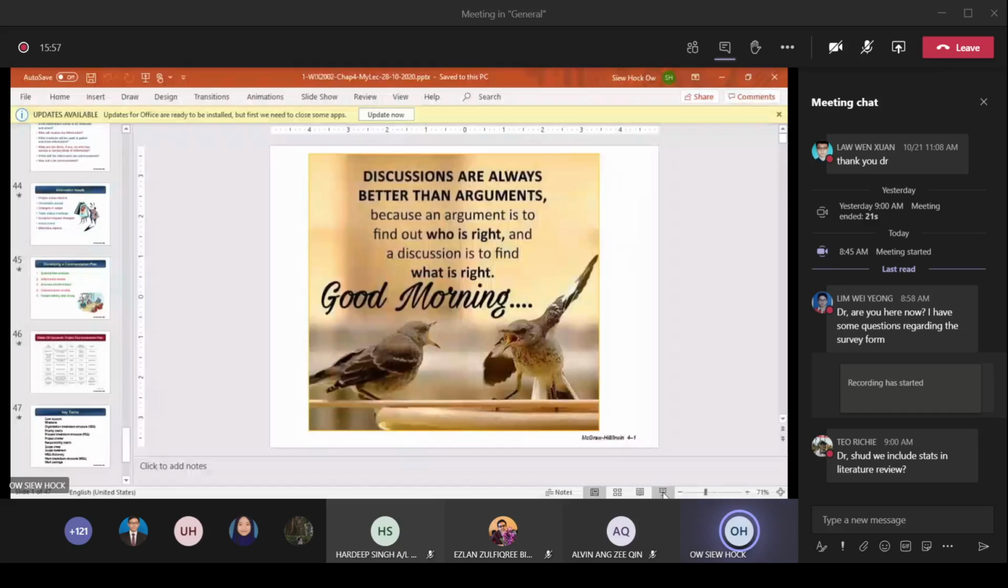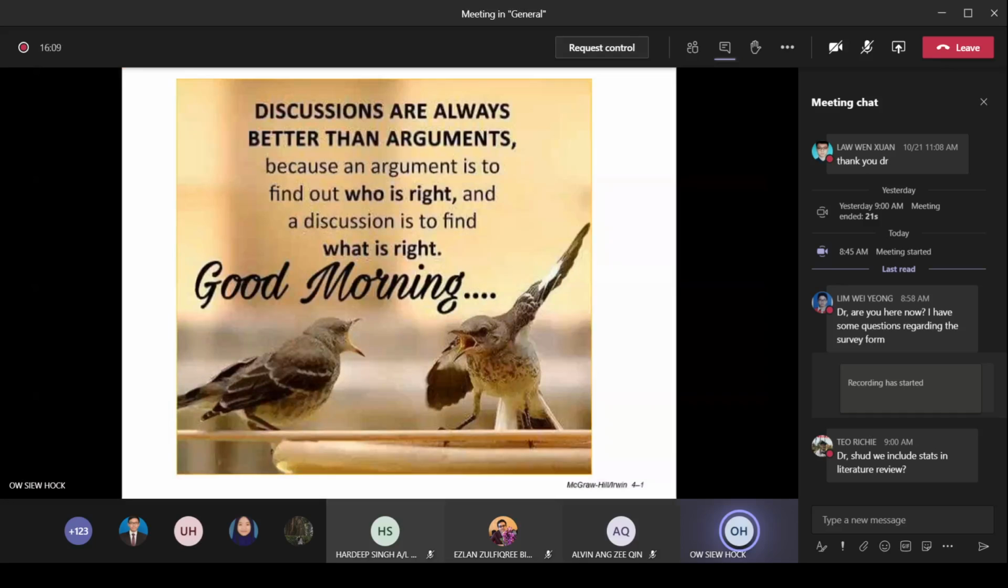So I start with the quote first. Okay, this one is something related to project management. So when you have project management, sometimes you may have discussions or arguments. So let's see. Discussions are always better than arguments, because an argument is to find out who is right, and a discussion is to find what is right. So always have discussions rather than arguments among all the team members.